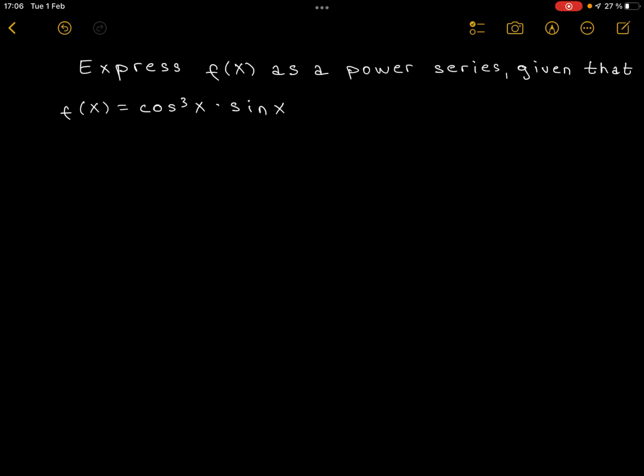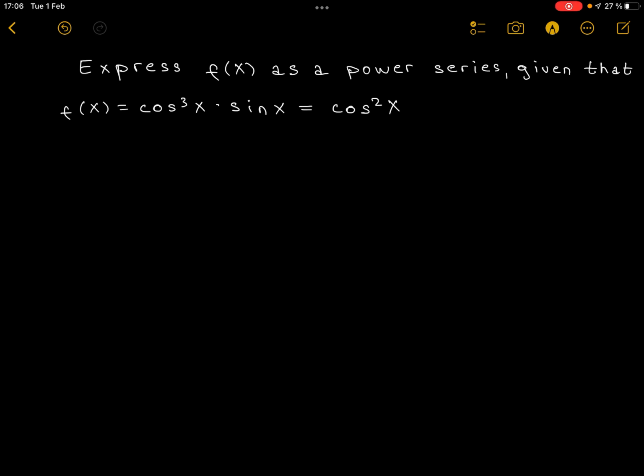So hello everybody. Today we're supposed to rewrite this function of x as a power series. The function of x is f of x equals cosine to the third power of x times sine of x. I'm going to be using a bit of trigonometry, so I hope you don't mind.